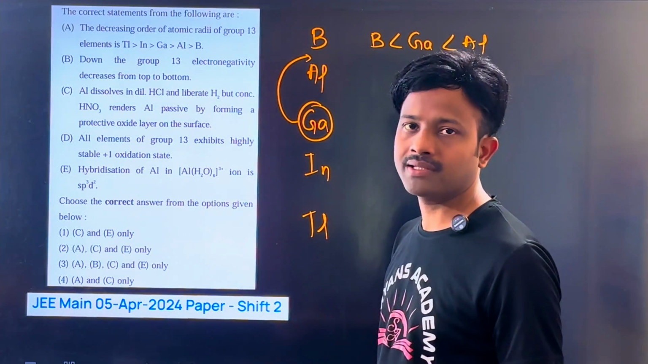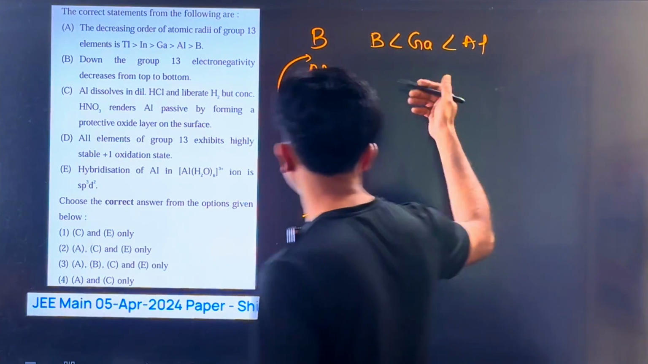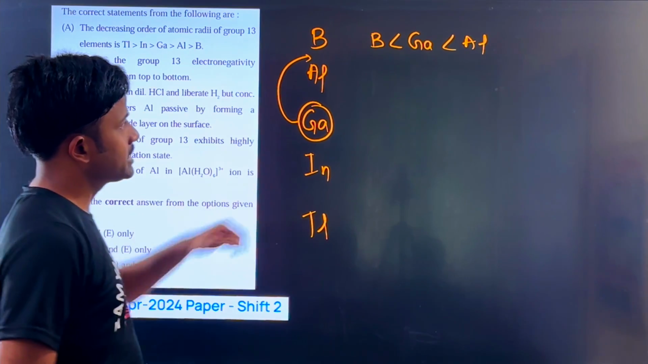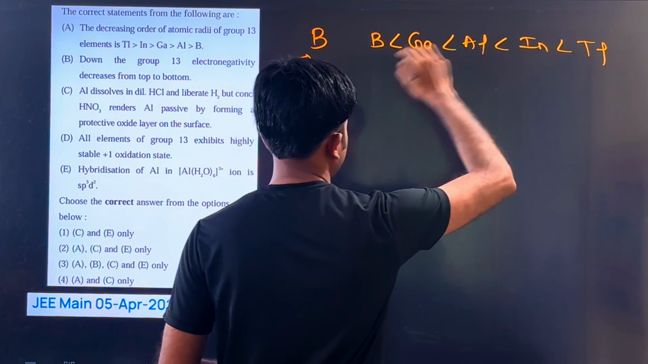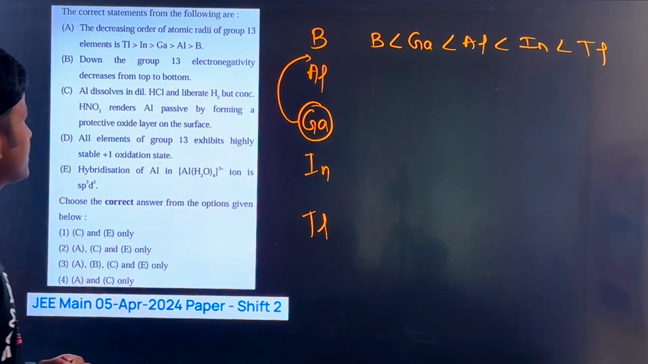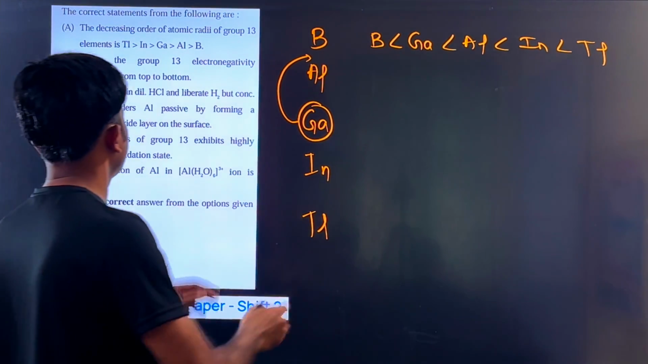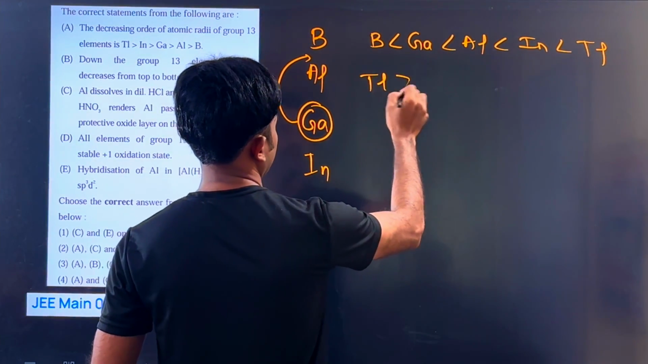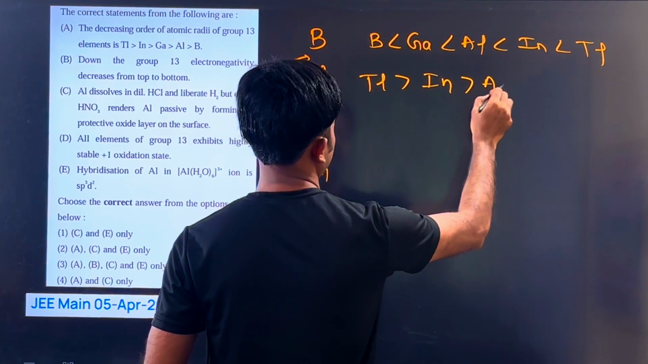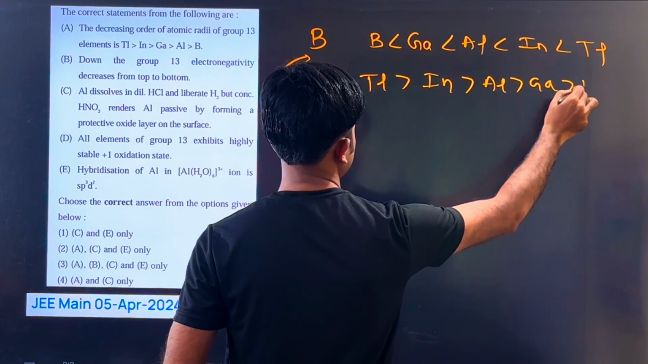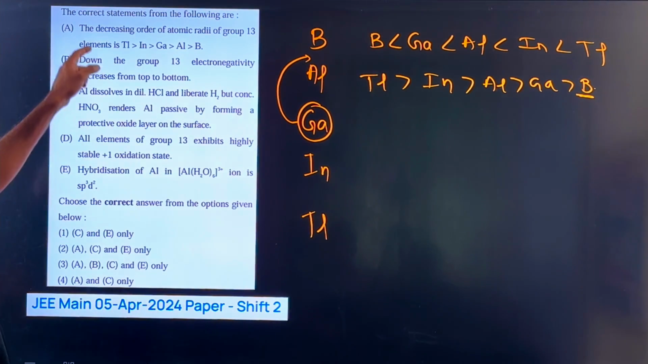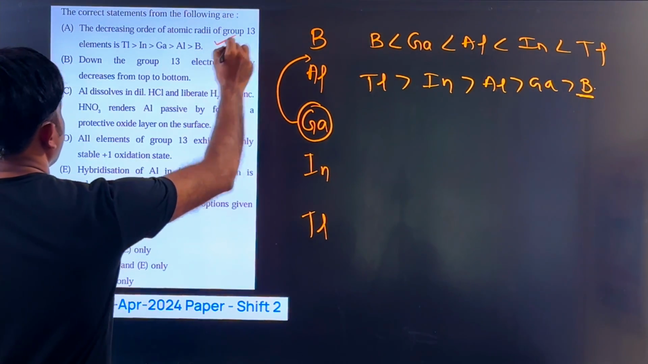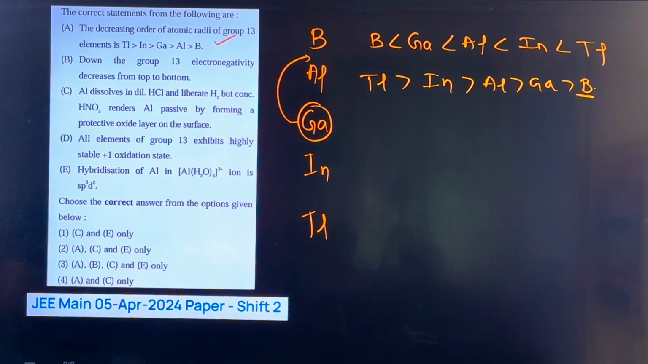Actually, down the group what happens? Size increases. After aluminium, which one will come? Next indium, afterwards thallium will come. This is the increasing order of atomic size, but it is given in reverse order. Arrange in the reverse order: thallium, indium, aluminium, gallium. Boron has the least atomic size, so boron will come last. This is a correct statement. The given statement A is correct.